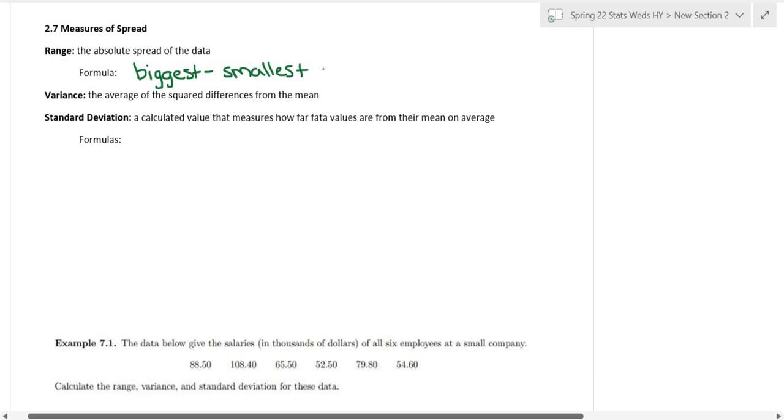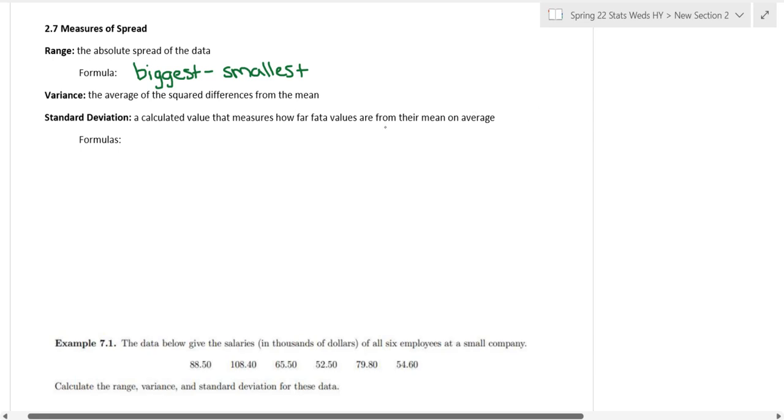For the range. The variance is the average of the squared differences from the mean. It gives you kind of the absolute spread, like how it could be if I projected it to a population. You're going to be asked to calculate it. We're not going to use it in this class. So we're just calculating it, but we need the variance to get the standard deviation, which we are going to be using. So the standard deviation is the calculated value that measures how far data values are from their mean on average.